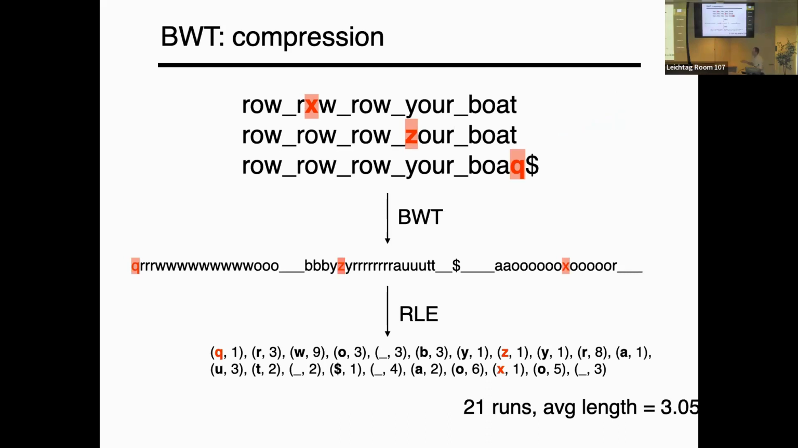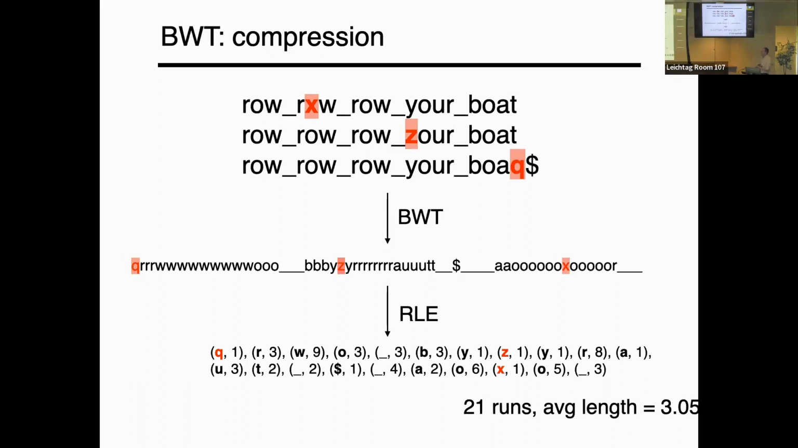And so now the number of runs in the Burrows-Wheeler transform is 21, and the average run length is 3. Still respectable. There's 3 sequences here, so a compression ratio in a way of 3 is pretty good. But it went down. It used to be 4.3, went down to 3.